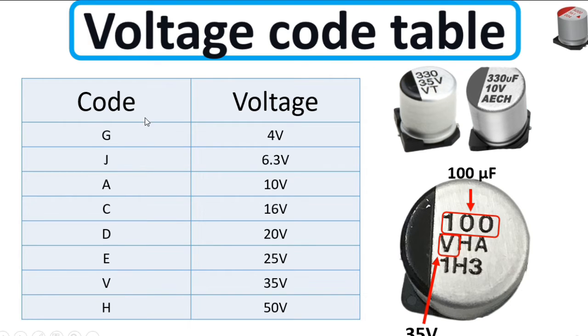So this is the voltage code table. G means 4 volts, J means 6.3 volts, A 10 volts, C 16 volts, D 20 volts, E 25 volts, V 35 volts, H 50 volts.